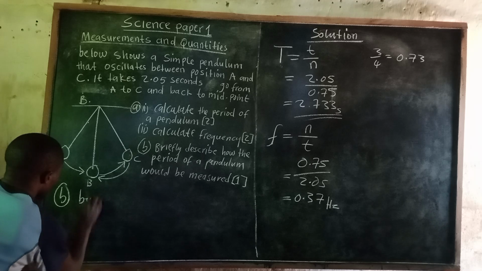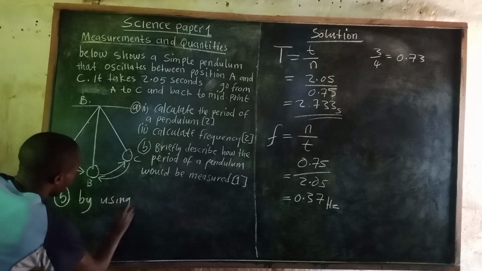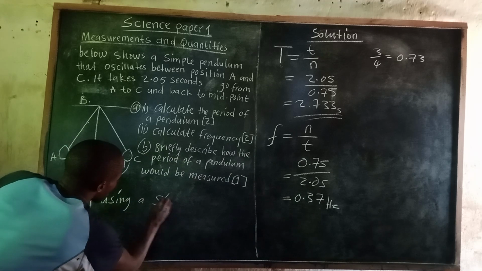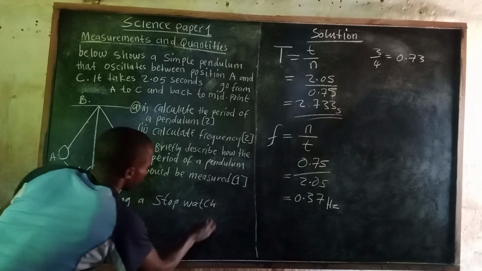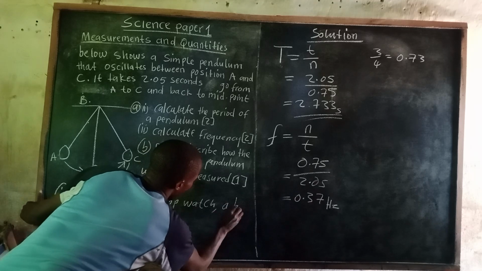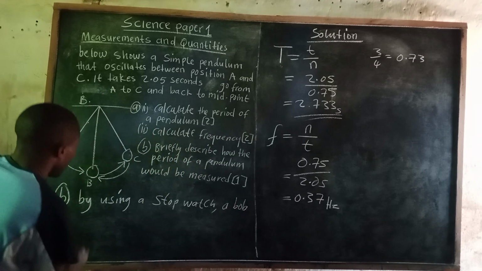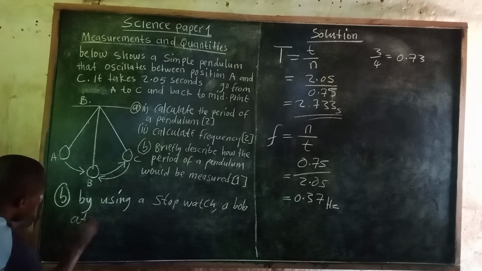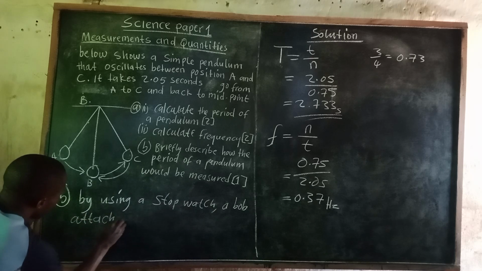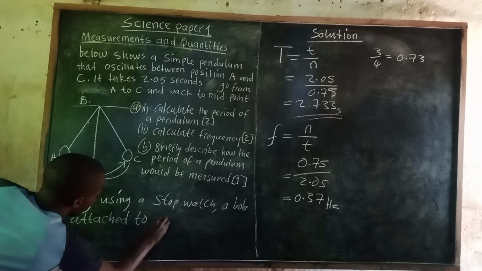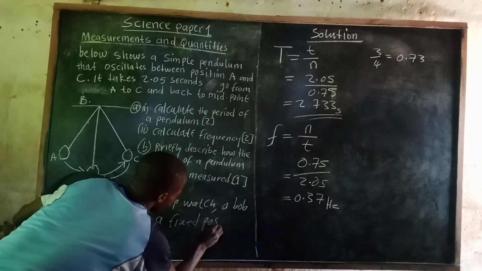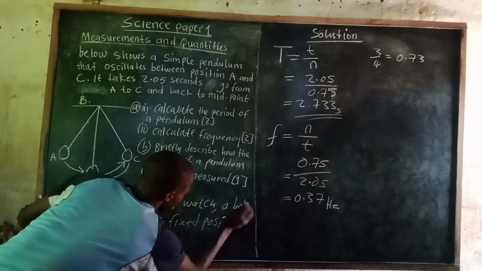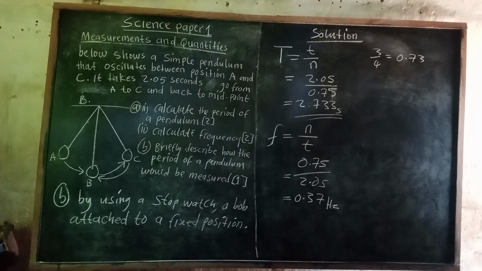By using a stopwatch, a bulb attached to a fixed position. So this is how you can measure the period of a pendulum.